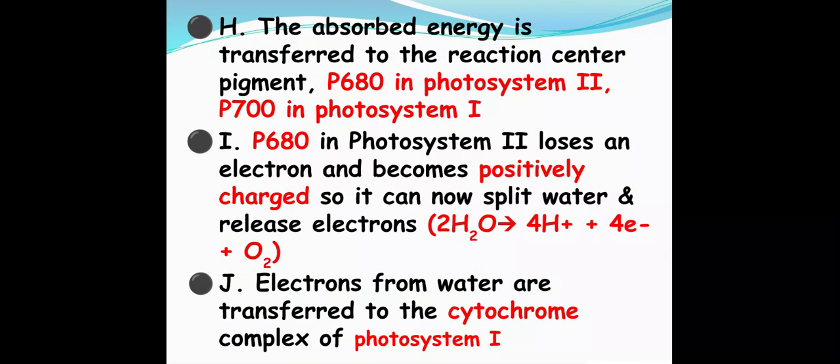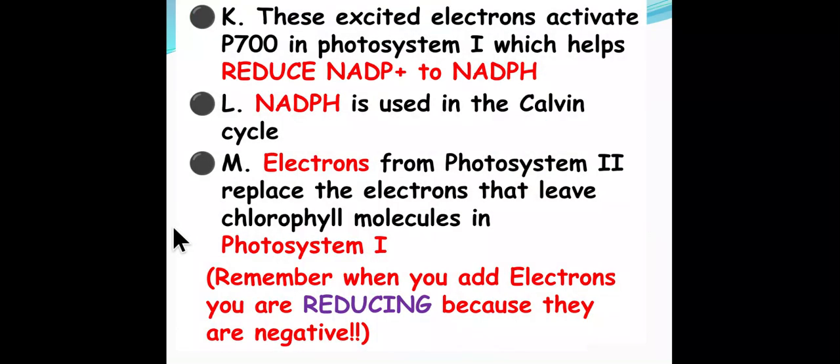The 680 in photosystem 2 loses this electron and is positively charged, so it now uses that energy to break the water molecule, H2O, split off that oxygen, and thus becoming 4 hydrogen and 2 extra electrons that we're going to use to do all the fun. So these excited electrons, sometimes they have to be replaced or re-excited by the sun. Guess what? We're going to be doing that and moving them around.